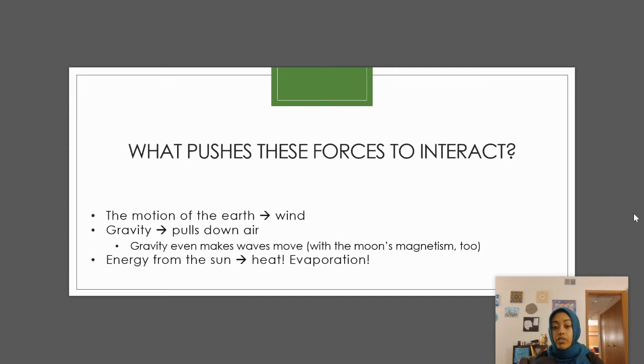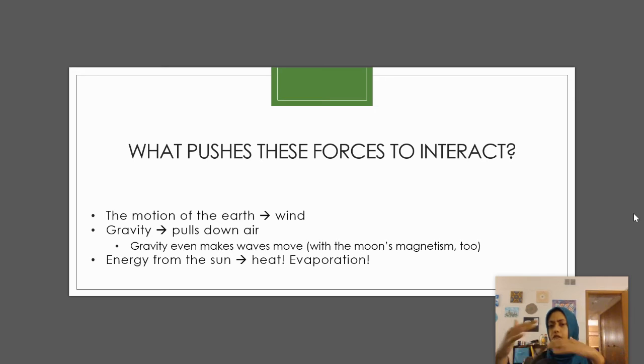Gravity is also a reason that we have interaction between these forces, because gravity is constantly pulling everything down toward Earth. So precipitation happens because gravity is pulling that down toward Earth. We have an atmosphere because gravity is pulling all of those gas molecules down toward Earth. Gravity is the reason that we have oceans that have water in them. The moon's magnetism, if we think about waves, is why we have waves in the ocean, right? But that water still stays in the ocean because of gravity. And also waves sort of push air above it to also move.